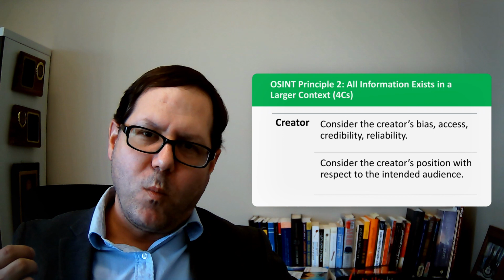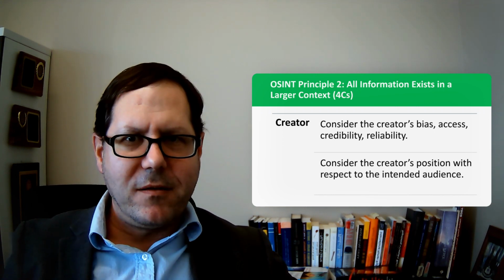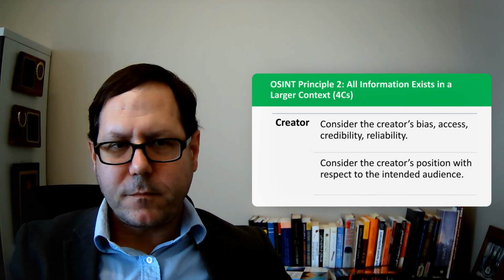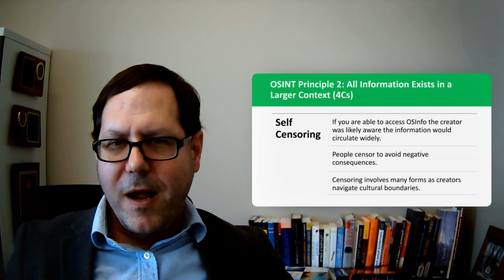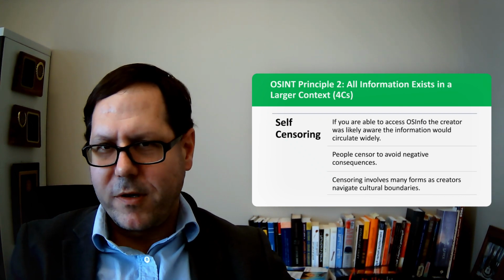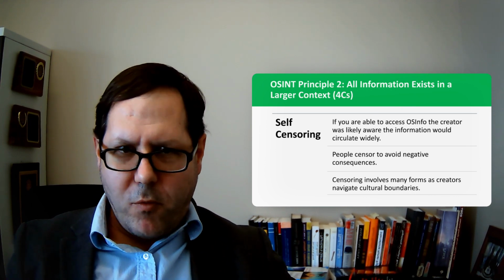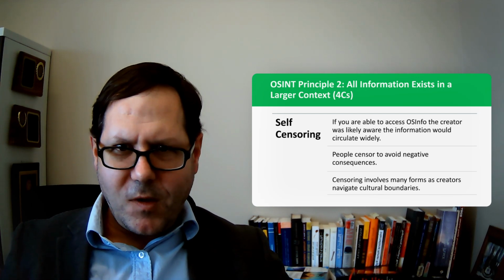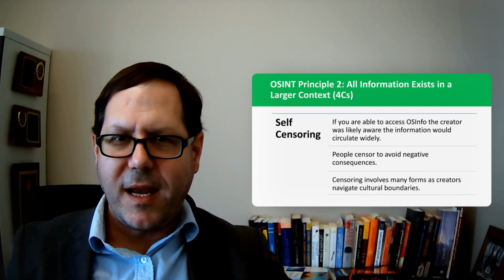Because again, you may withhold or share, you may magnify or tamp down a lot, depending upon your own motivations, your own intentions, and who you're working with. Okay, so we have culture, we have catalyzing event, we have the creator, and then lastly, we have censoring, or in this case, self-censoring. And I think it's really important to remember that if you are able to access information through open source channels and methods, the creator of that information was likely aware that that information would be out there, that it would be circulating.